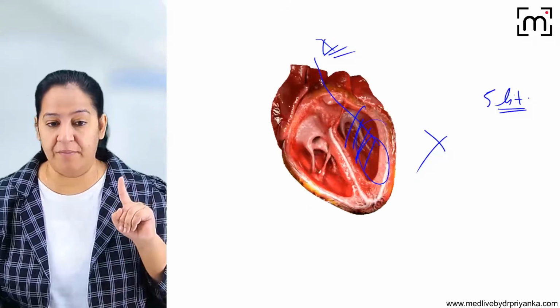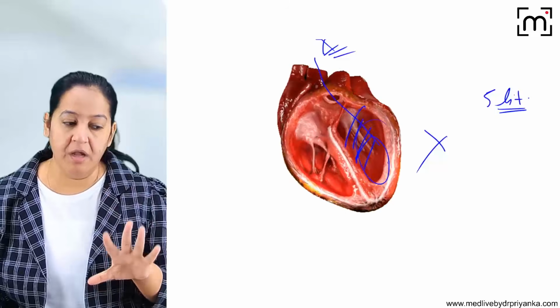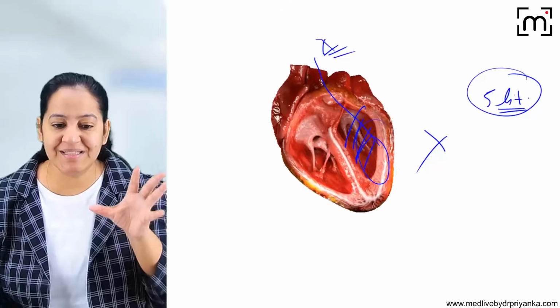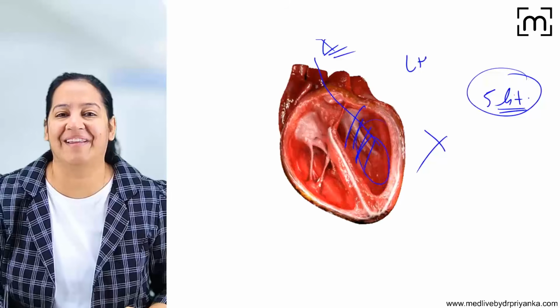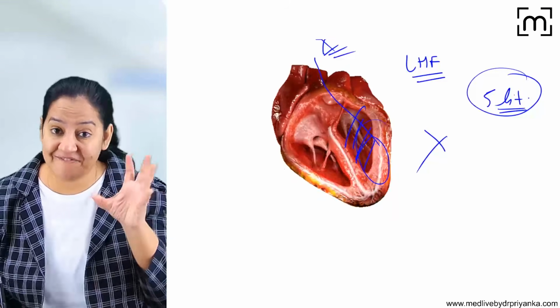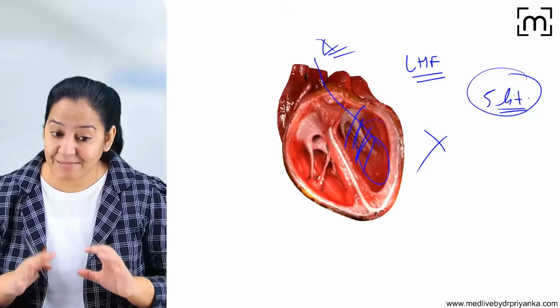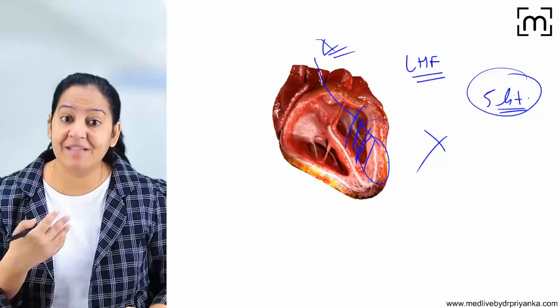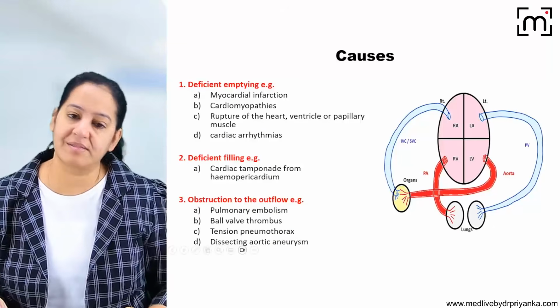Imagine there is 5 liters of blood in the body. In contrast to hypovolemic shock, here the volume is normal. 5 liters of blood is present. But the problem is that the left ventricle is not pumping. There is left heart failure. The person is having left heart failure. So less blood is ejected into the aorta, so all the organs receive less blood.